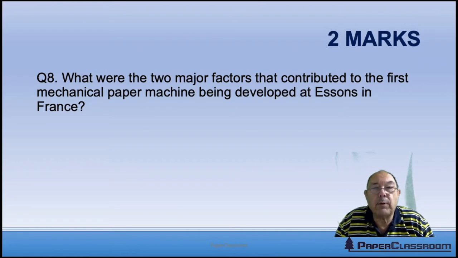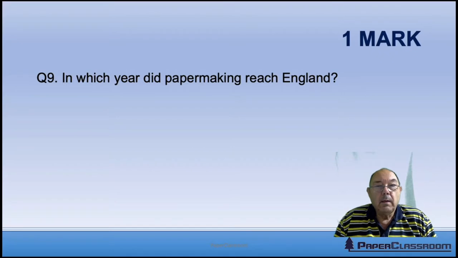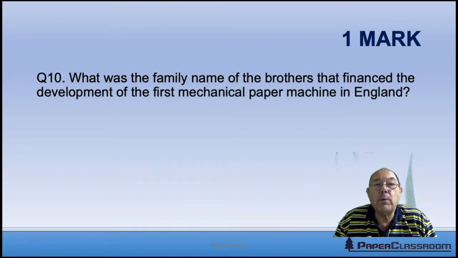I'll give you a little time to write that down. Okay, question 9. In which year did papermaking reach England? Not the UK, just England. And question 10. What was the family name of the brothers that financed the development of the first mechanical paper machine in England?